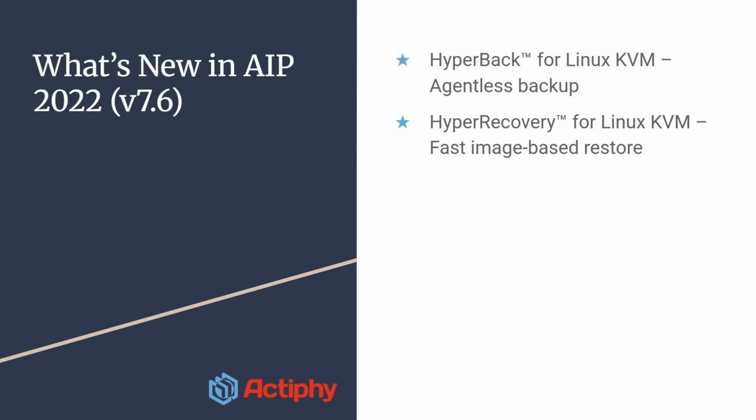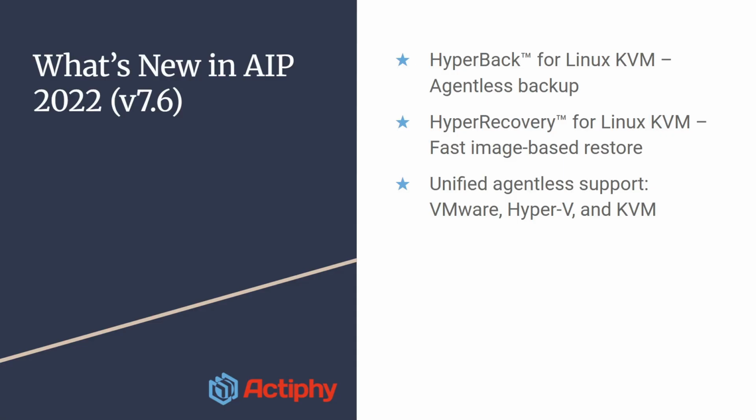Alongside HyperBack, version 7.6 introduces HyperRecovery for Linux KVM, a fast, image-based restore engine built for speed and precision. With HyperRecovery, you can restore entire virtual machines directly to new or existing KVM hosts in minutes. There's no need to recreate VM configurations or manually attach disks. AIP automates the process end-to-end. For MSPs, that means less downtime for clients and faster revenue recovery when systems fail.